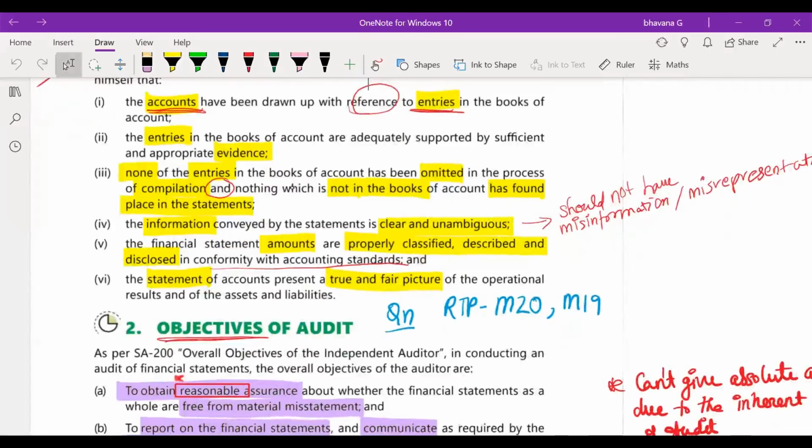The third thing they tell you is that whatever entries you have made and turned into financial statements, have all these entries been taken into account? You have to check. No entries must be missed out. Have all these entries been taken into account? You have to check.